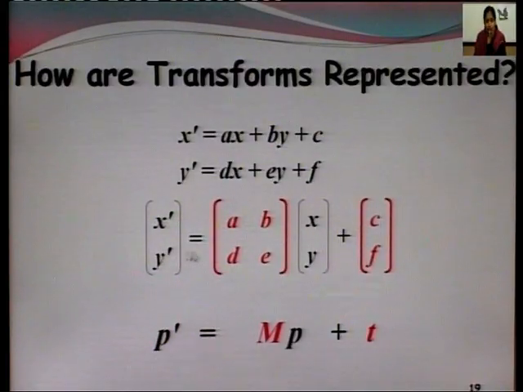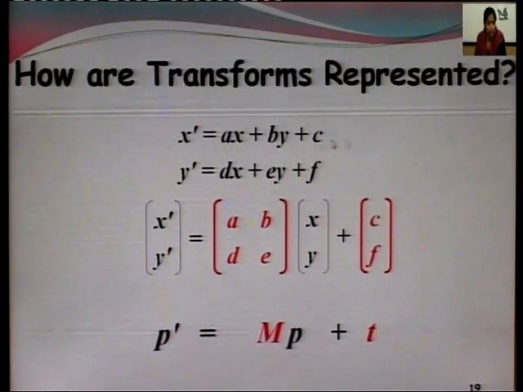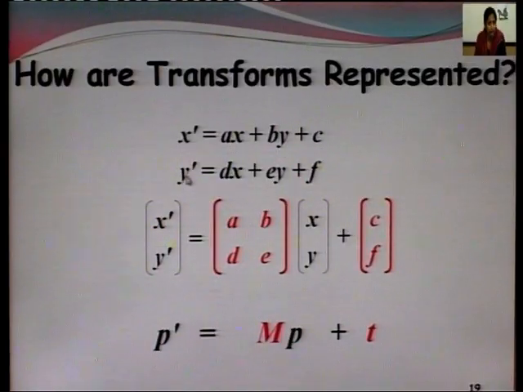Now, once we have knowledge of the matrices, let us see how the transformation equations are represented using matrices. As I told you, a transformation maps the point x, y to a point x dash, y dash using this equation. So, these two equations can be written in the matrix form: x dash, y dash, a column vector, is equal to the matrix a, b, d, e times the variables x and y, plus the constant c, f.